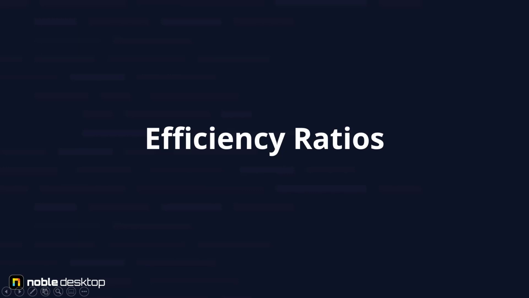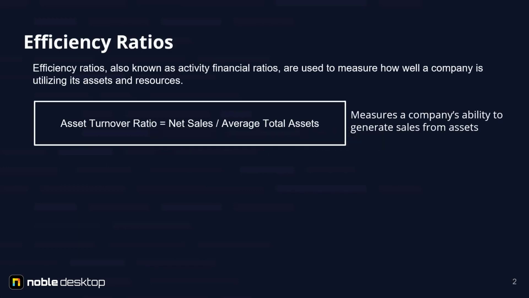Efficiency ratios are also known as activity financial ratios and are used to measure how well a company is utilizing its assets and resources. Asset turnover ratio measures a company's ability to generate sales from assets, and it's calculated as net sales divided by average total assets.